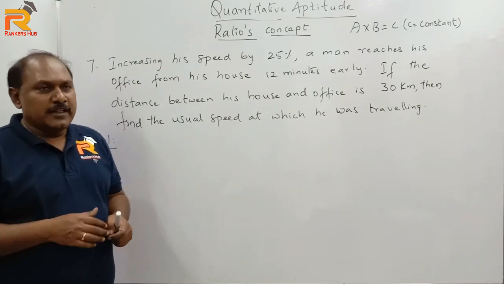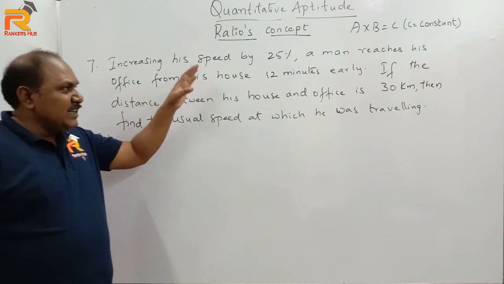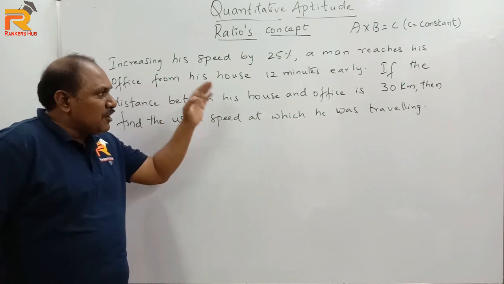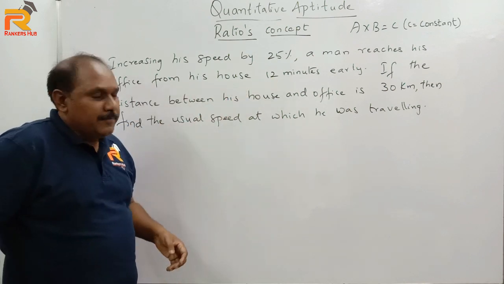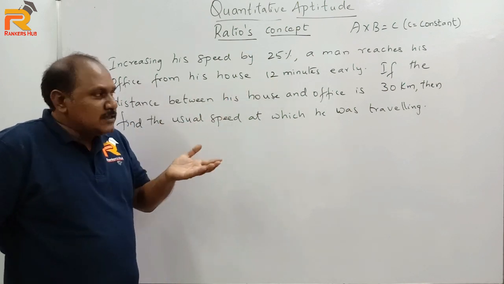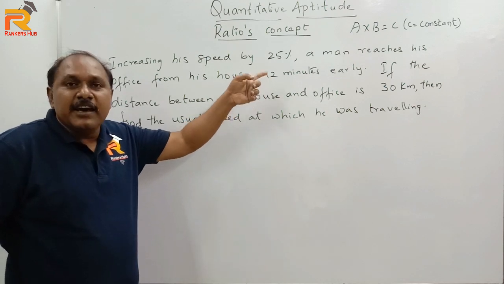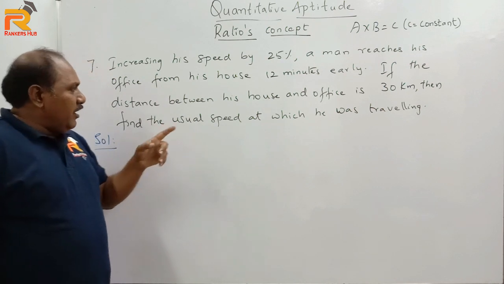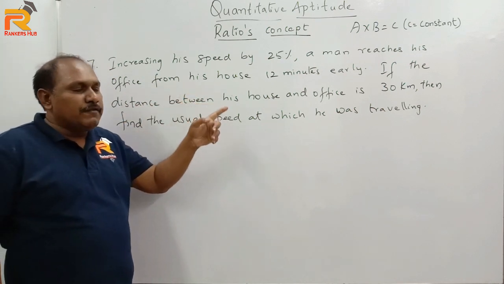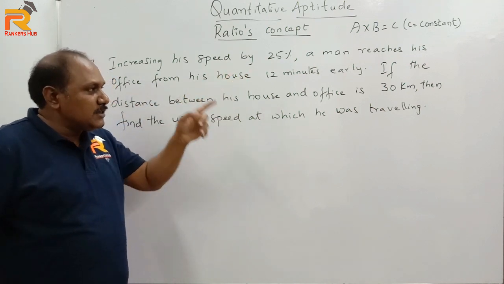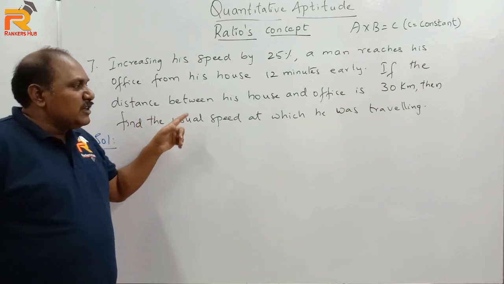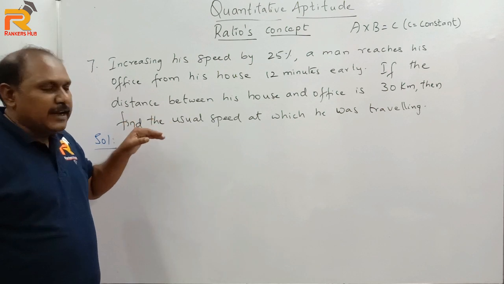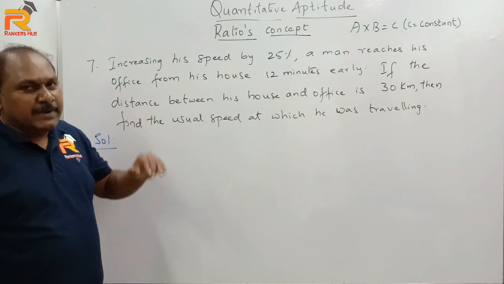Now let us look into the next question. Increasing his speed by 25%, a man reaches his office from his house 12 minutes early. So here when his speed is increased, time decreased. He reached early. So this 12 minutes is nothing but the difference in time. If the distance between his house and office is 30 kilometers, then find the usual speed at which he was traveling. So here we are asked to find what is his usual speed.